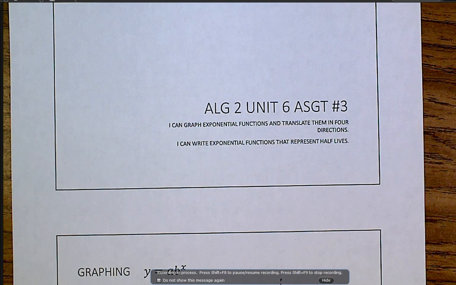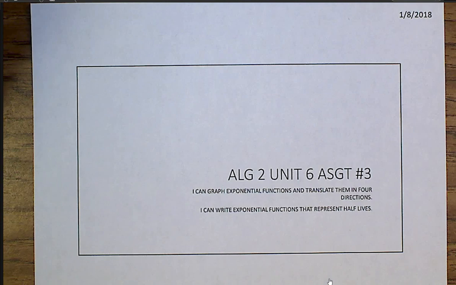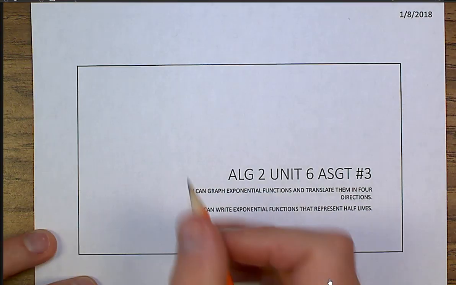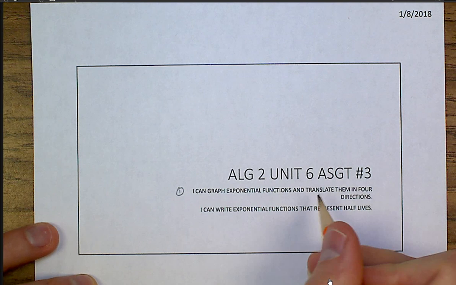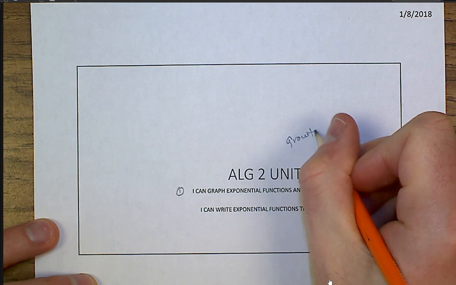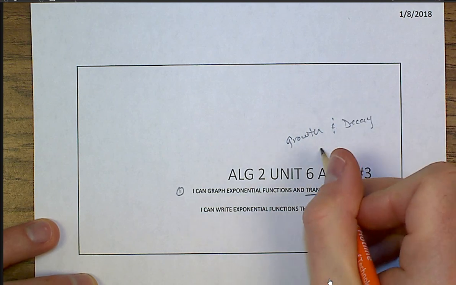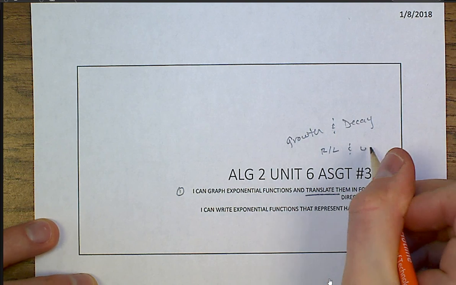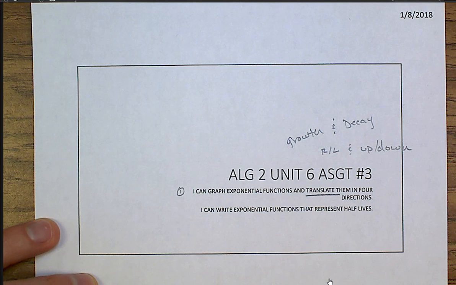Hey everyone, Mr. Skelton here, back at it for lesson 3 in unit 6, and today we're going to be focusing on two topics. The first one is graphing exponential functions and translating them. So we're going to be talking about graphing growth and decay. We're going to be doing both, and then we're going to be shifting them right and left and up and down. And you've had experience with shifting things right and left and up and down, so some of this will look familiar to you.